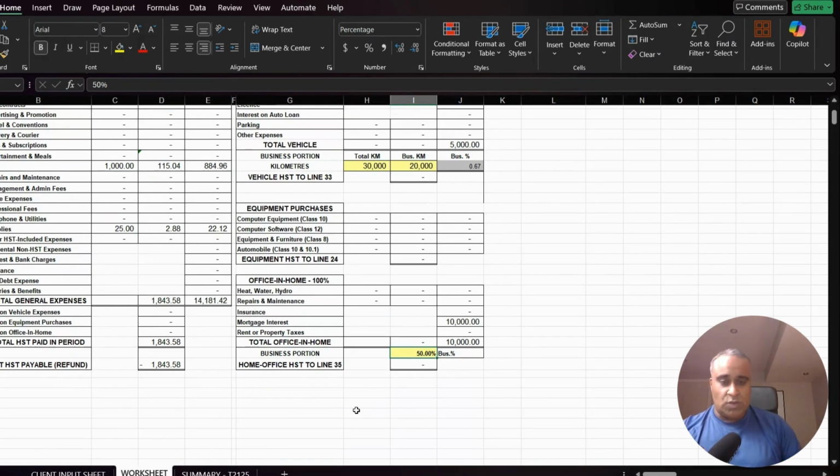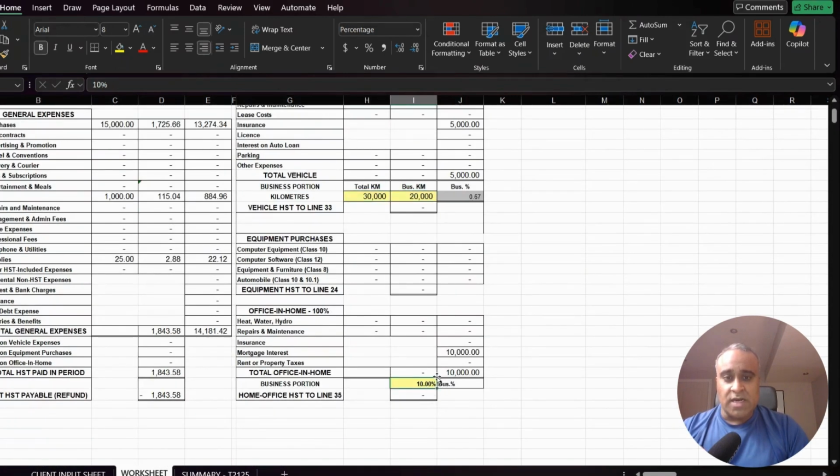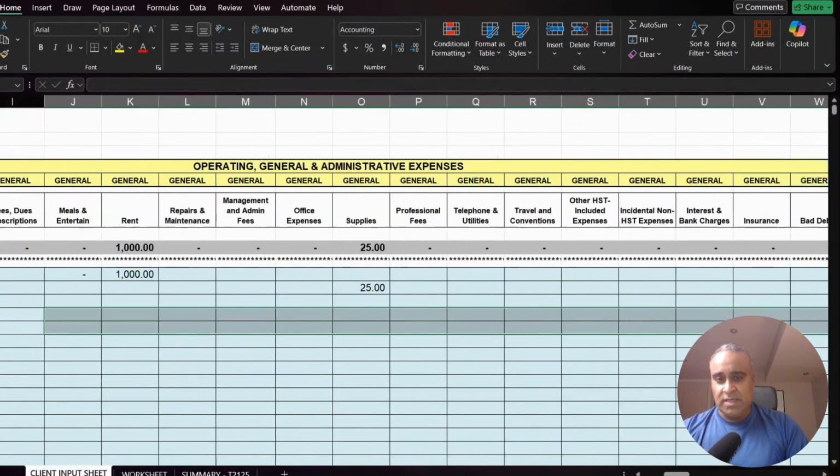You can also update the home office. Let's say you use that home office for administrative tasks, or it's your principal business place. Then you would do a portion of the square footage of that office over the home. So if you put 10% there, and if we had a client input sheet, it would populate the expenses here and do a proration for us. On this tab, all you need to do is fill out the yellow highlights, which is basically calculating the percentage of home office and vehicle. Great, so that is what I wanted to mention.